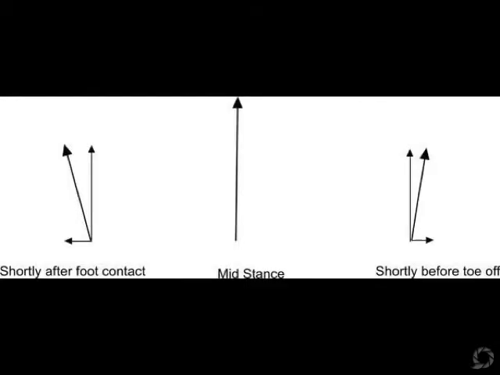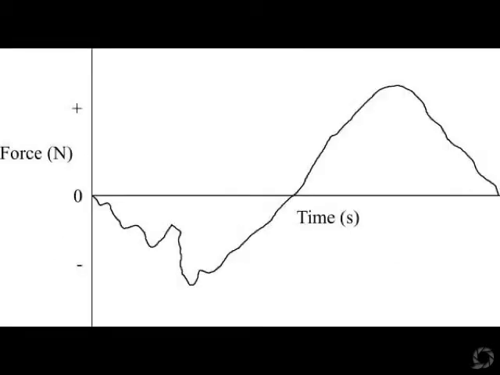Now if we isolate those vectors and we show their components, we can see that the ground reaction force associated with the point during stance early on has a vertical component and a backwards acting horizontal component. The mid stance just has a purely vertical component, and the point just before the end of the stance has a vertical component accompanied by a forwards acting horizontal component.